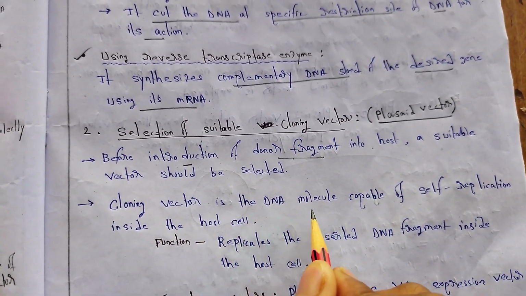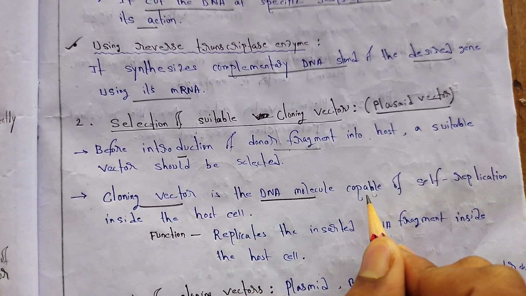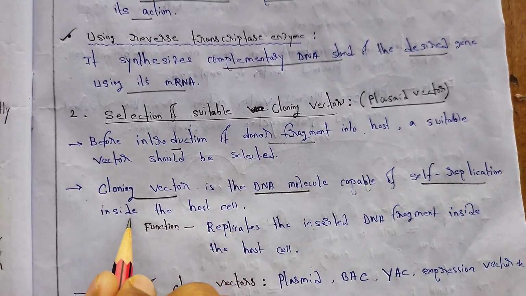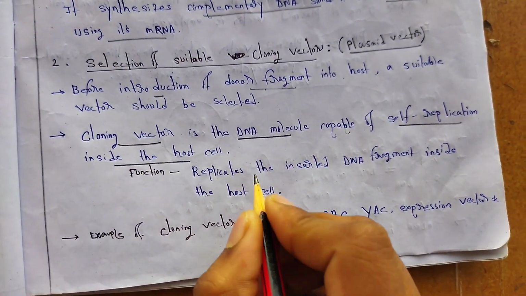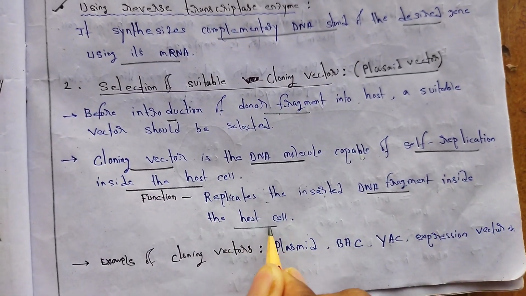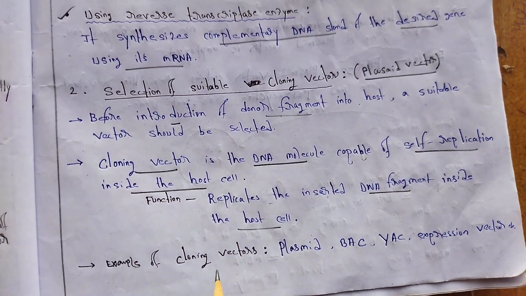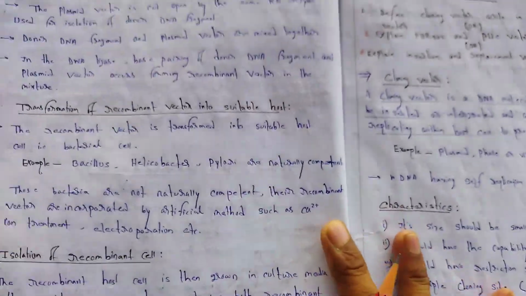A cloning vector is a DNA molecule capable of self-replication inside the host cell. What is the function of the recombinant vector? It replicates the inserted DNA fragment inside the host cell. Examples of cloning vectors are the plasmid vector and the expression vector.